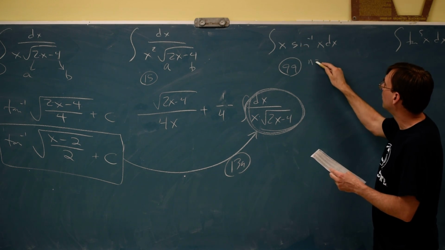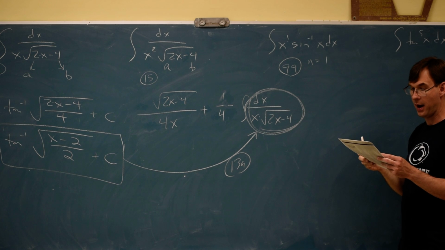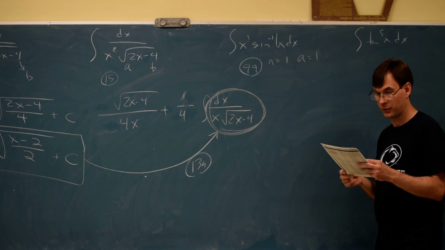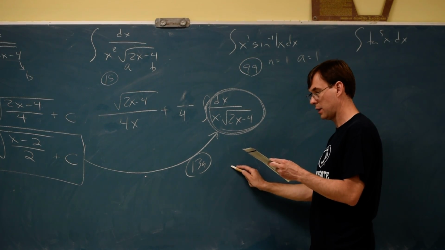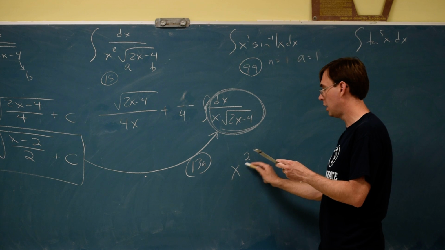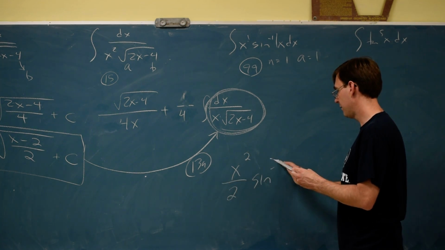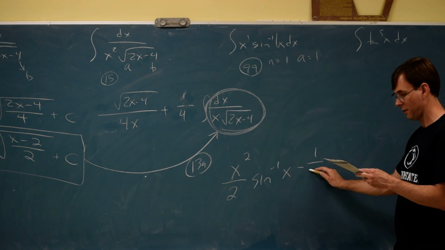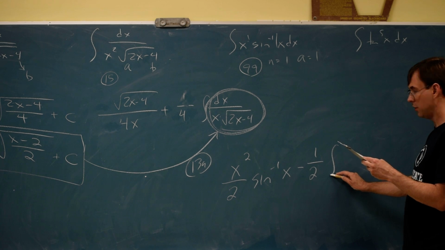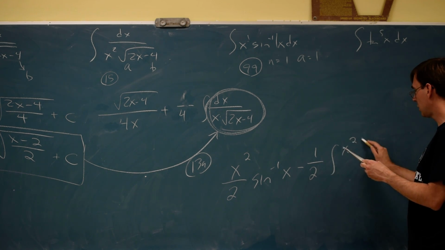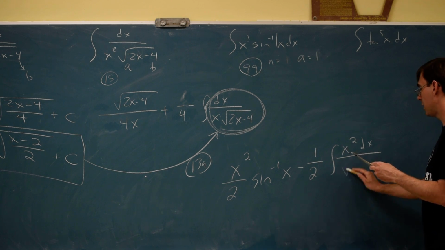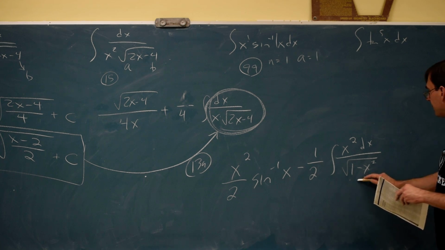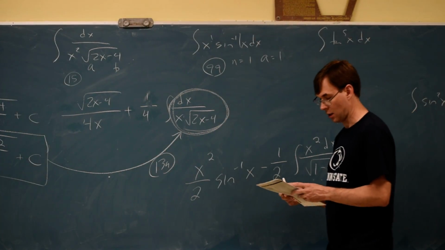So the n would be the 1 that's unwritten there. The a is a 1 that's unwritten there. And so then we cut to the answer. We'd have x to the n plus 1 over n plus 1, inverse sine, ax minus a of 1 over n plus 1 is 2, new integral, x to the 2 on top of a root 1 minus x squared. Then we'd have to look to see where that goes.